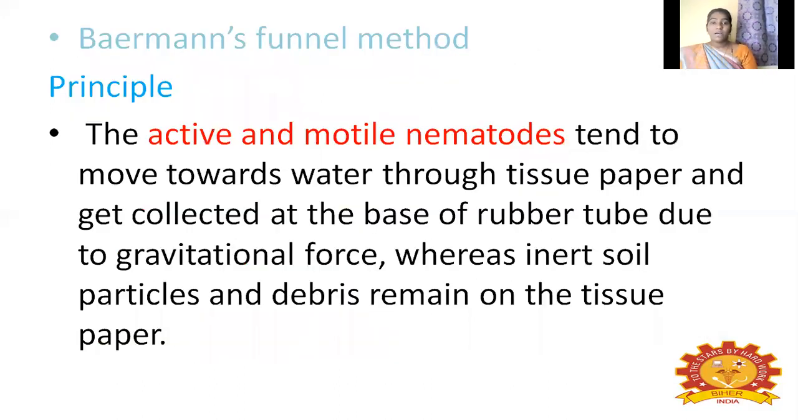Next one, Baermann's funnel method. What is the principle of this method? The active and motile nematodes tend to move towards the water through the tissue paper and get collected at the base of the rubber tube due to gravitational force. Here the specific gravity, or gravitational force, is highly helpful for collecting the nematode.